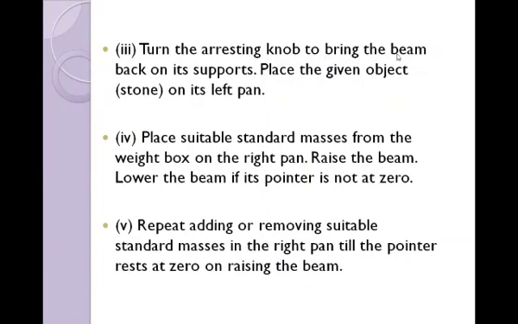Turn the arresting knob to bring the beam back on its support. Then turn off the arresting knob and bring the beam back to its support. Place the given object, stone, on its left pan. Turn off the knob and then place the object. If the knob is on, then don't place the object. Otherwise, the pans will get unbalanced, right?